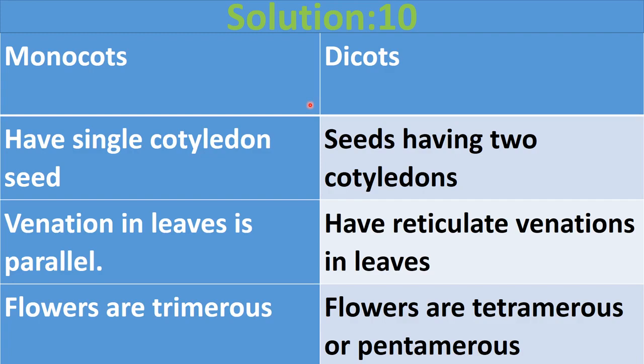Now this is the answer for question number 10 of NCERT, and you need to differentiate monocots and dicots. Both are angiosperms. Now what are the differences? First difference is, monocots have a single cotyledon while dicots have two cotyledons, right? Now let's talk about the venation. Venation means the lines you see in the leaves. When you see the leaf of any plant, you see some lines. Those are veins, and the arrangement of those veins inside the leaf is called venation.